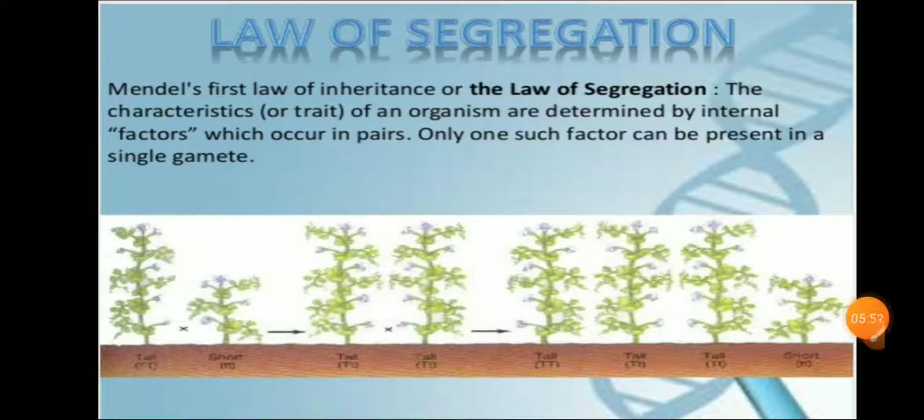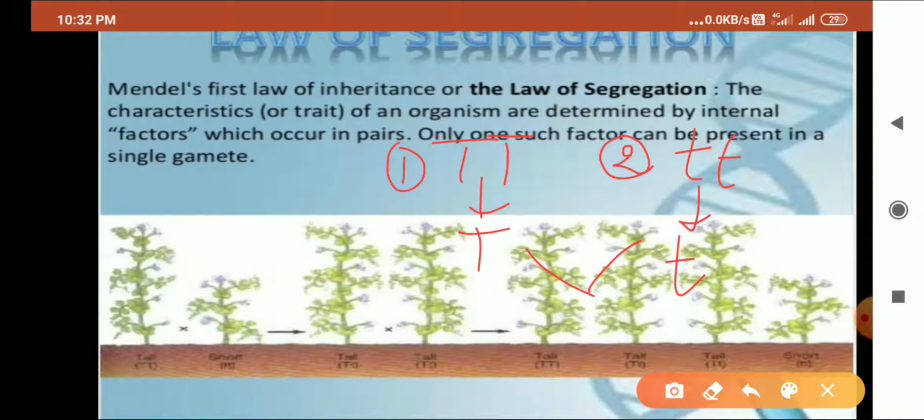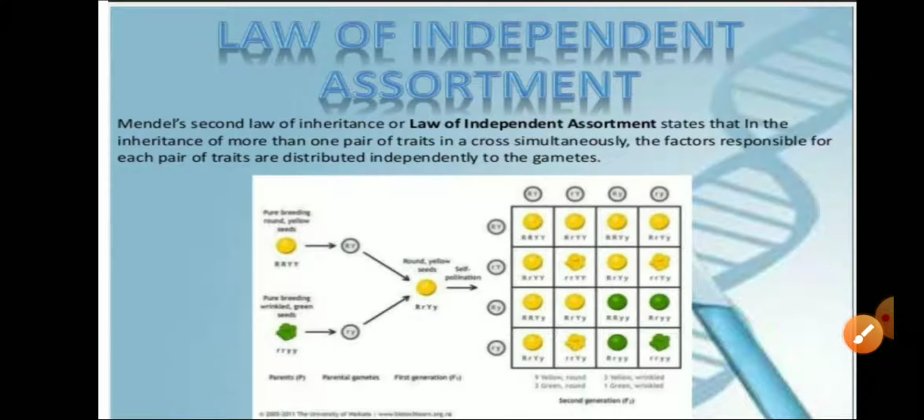So in this, if we have capital T from the first parent, and small t from the other parent, then what will be there? It will produce a capital T gamete and a small t gamete. And what will be the F1? That will be capital T and small t. So this F1 will be the first filial generation. So there is a segregation of gametes.